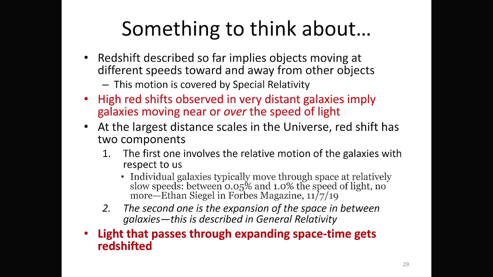So individual galaxies, they're moving through space at relatively slow speeds, 1% of the speed of light. But the expansion of the space between galaxies is not limited to the speed of light. Space can expand as fast as it wants to. And that's described in general relativity. And light that passes through expanding space-time gets redshifted.